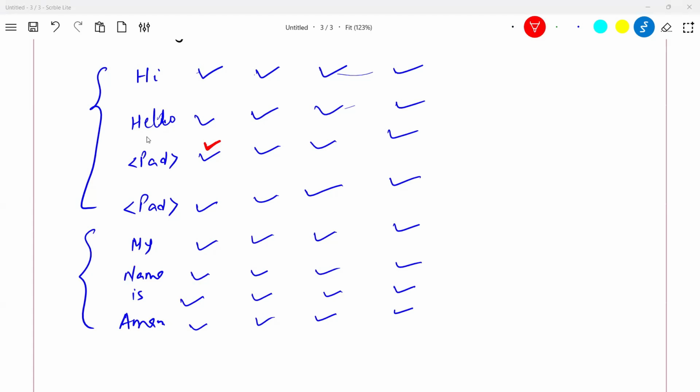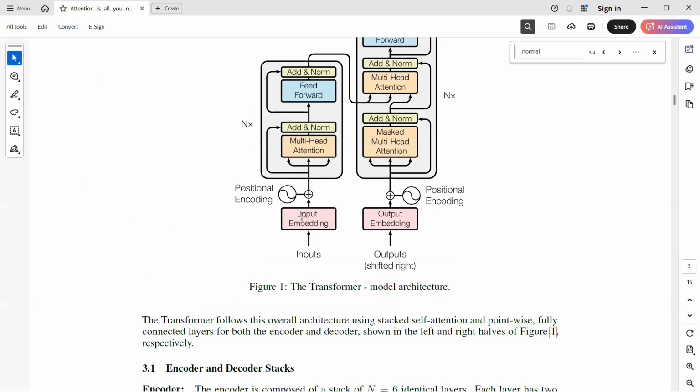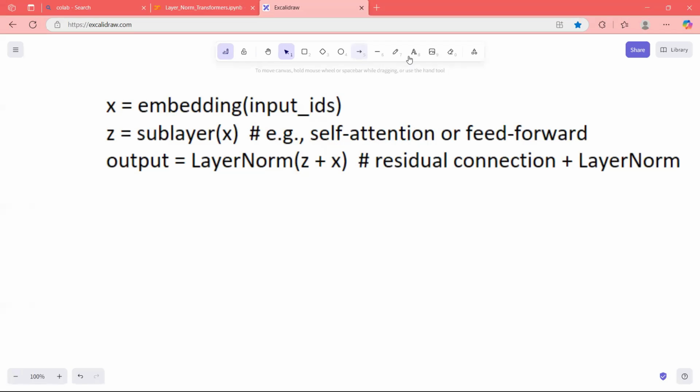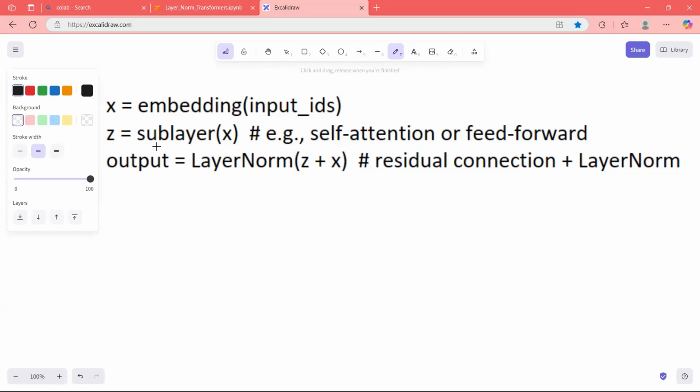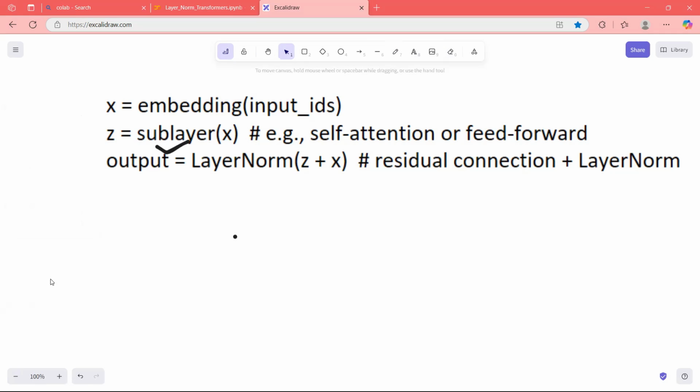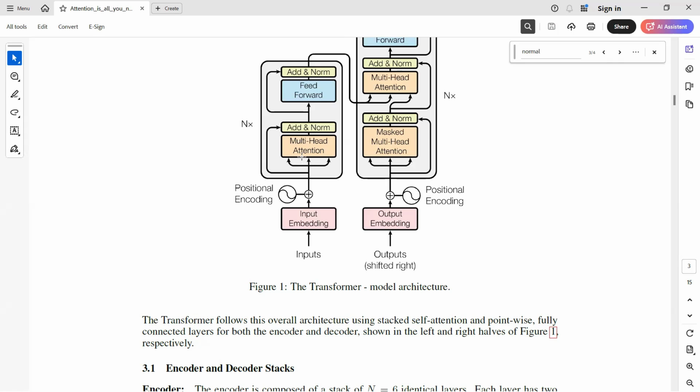For example, if you go to the transformer architecture again, you take the input embedding plus positional encoding and pass it through multi-head attention. So multi-head attention is the sublayer that we are talking about here. Your input is going to the sublayer. This can be self-attention or feed forward, whatever.